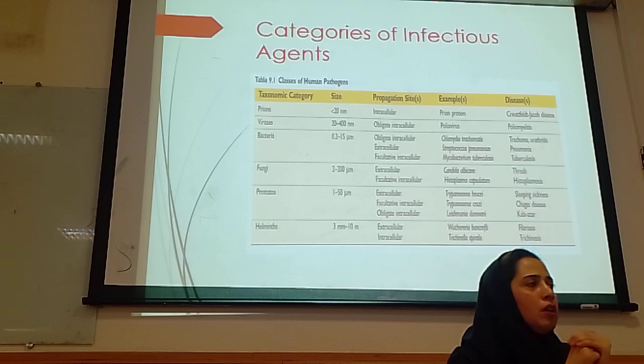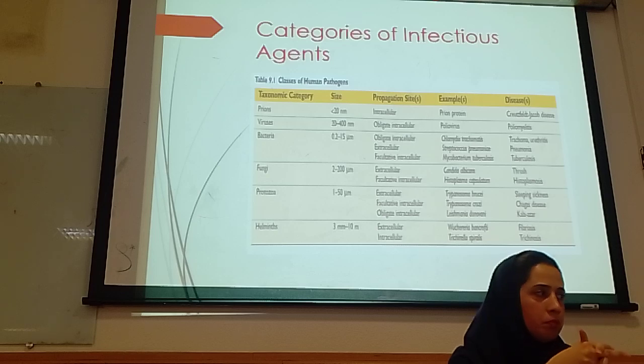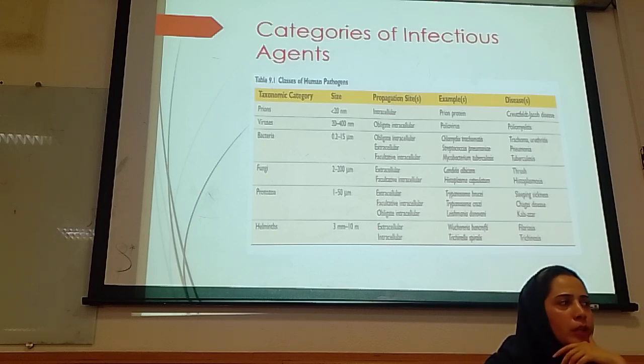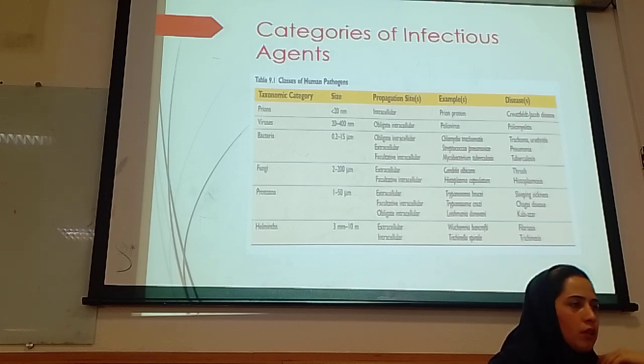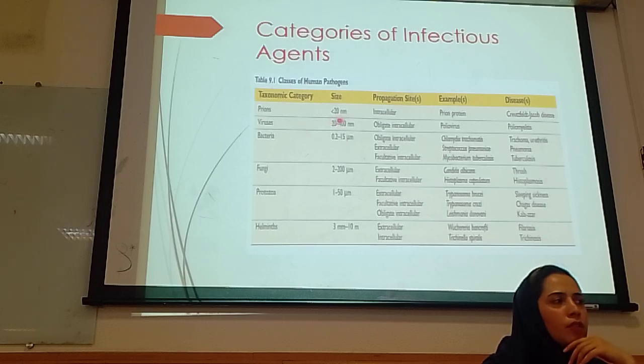Okay. What are the infectious agents? In this table, you see classes of human pathogens. As you see here, they are categorized based on their size. The smallest ones are prions. And we also have viruses, bacteria, fungi, protozoa, and helminths.